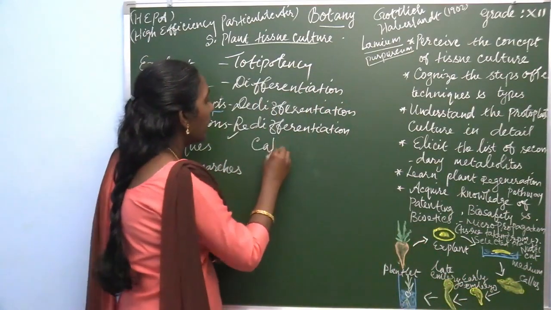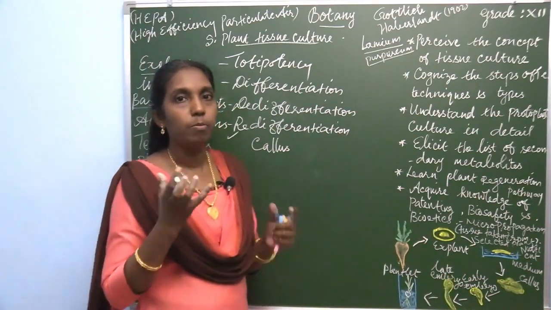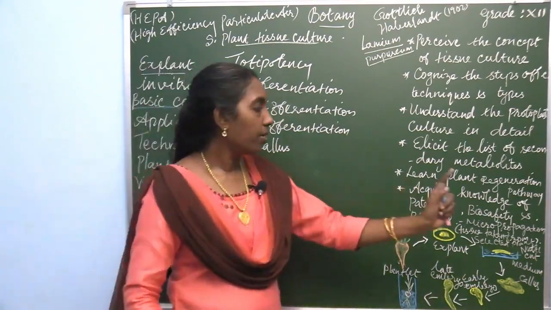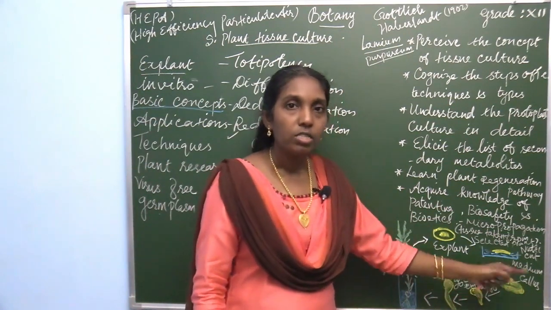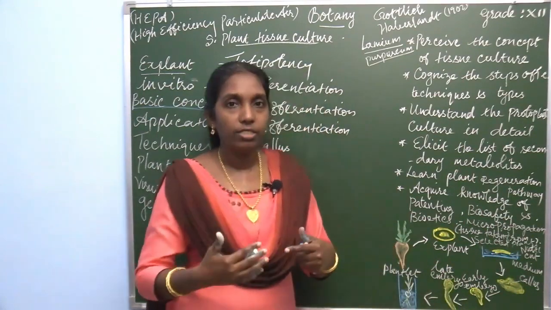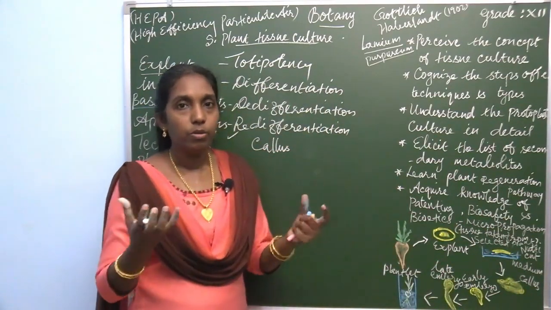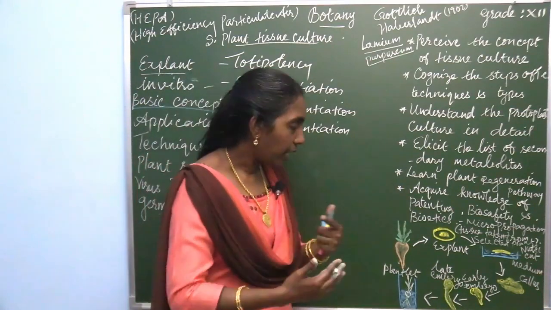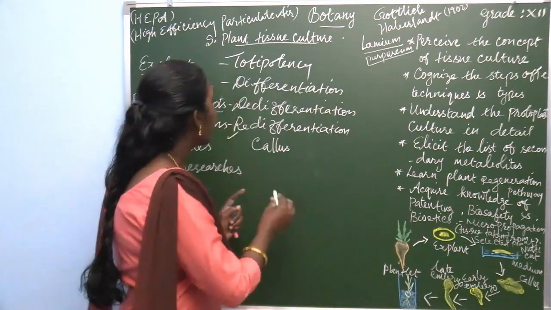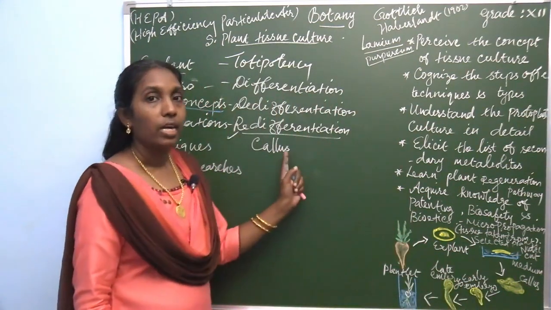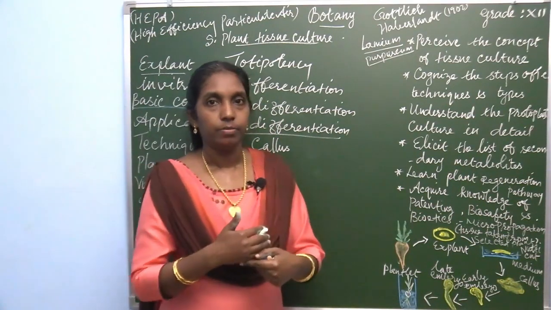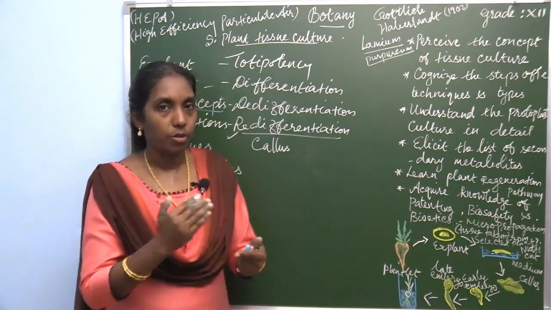What's callus? Callus is the undifferentiated mass of cells. So a mass of cells is developed within the nutrient medium. The already differentiated cell re-differentiates, cell divisions take place, growth takes place, and it forms a mass of tissue called callus. This is called re-differentiation. So callus formation is very important here. Then de-differentiation. De-differentiation is the reverse process.